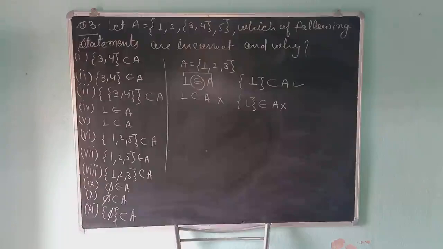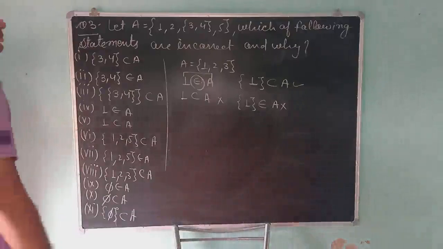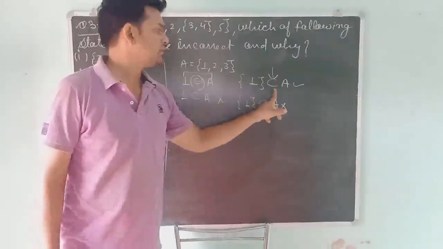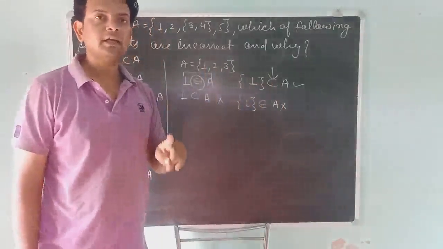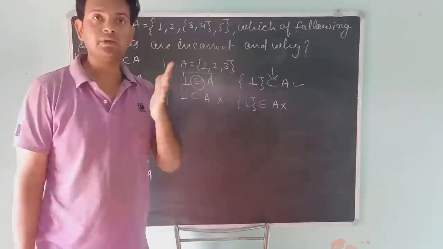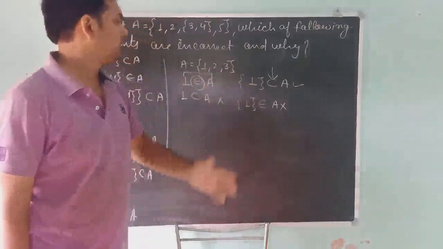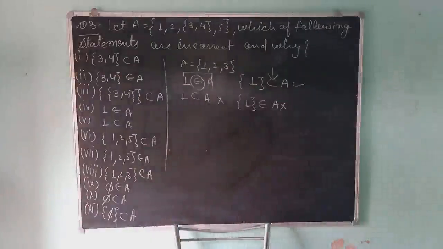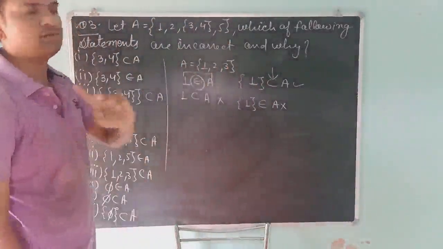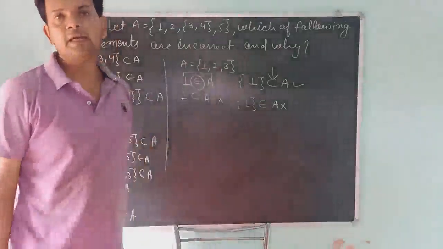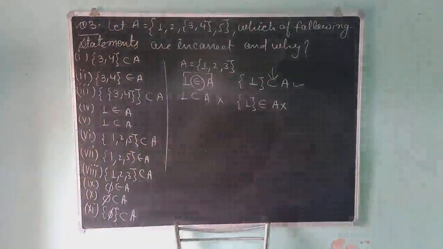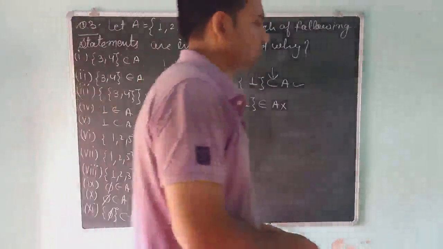Okay, students, if you are using the symbol of subset, listen to me carefully. You have to put these two brackets by yourself. They are not given in the question, but you have to put these two brackets extra. If you are putting these two brackets, then this is a subset. Otherwise, this is not a subset. This is only an element, and an element always belongs to a set. I think you understand this. Now we will solve this question.